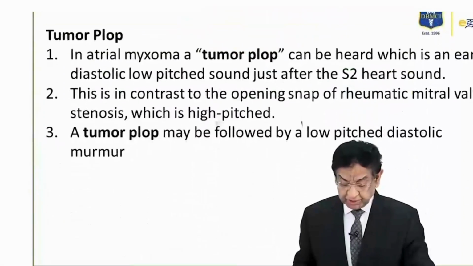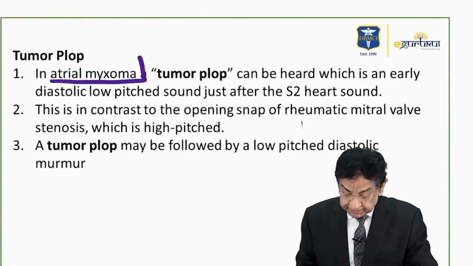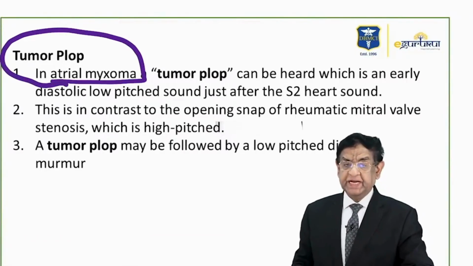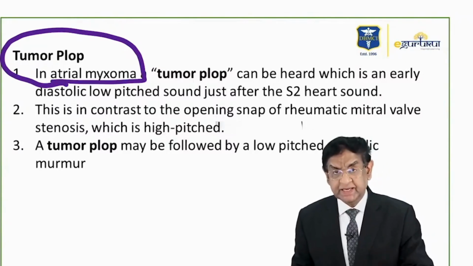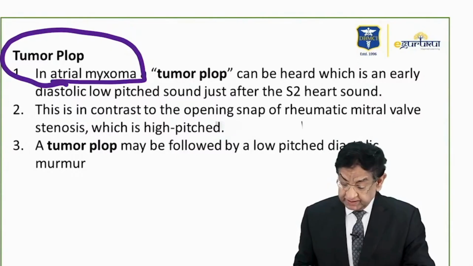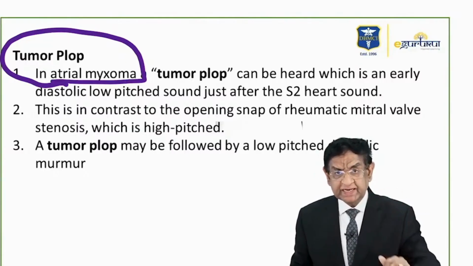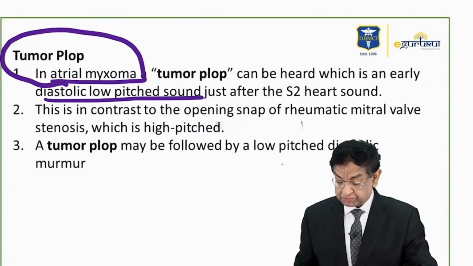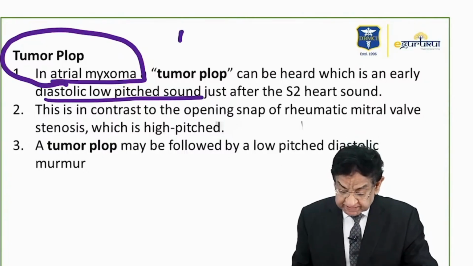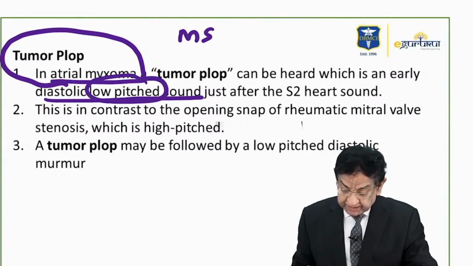Now I must mention tumor plop. This one thing is seen in atrial myxoma. This is a very frequently asked question. This tumor plop is a classical thing. It is a sound produced due to atrial myxoma, which can change with position also, and it can produce even a diastolic murmur, mimicking mitral stenosis. But this murmur is of low pitch as compared to the murmur of MS, which is high pitch.